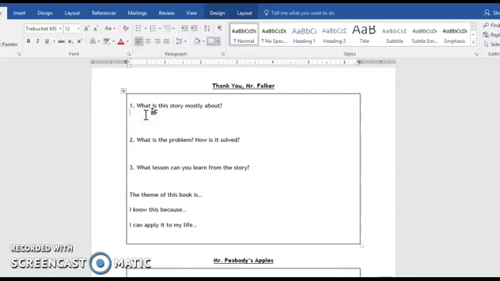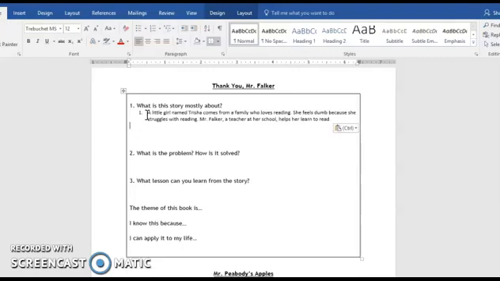So, my answer to what is this story mostly about, I'm only including the most important details in the story. A little girl named Trisha comes from a family who loves reading. She feels dumb because she struggles with reading. Mr. Falker, a teacher at her school, helps her learn to read. It's very short, and I included all of the most important details from the story.